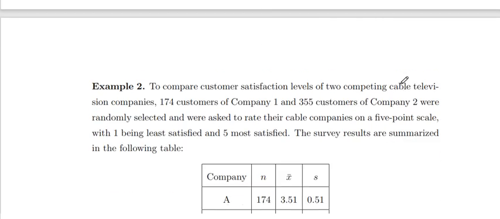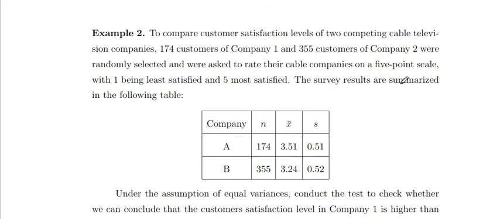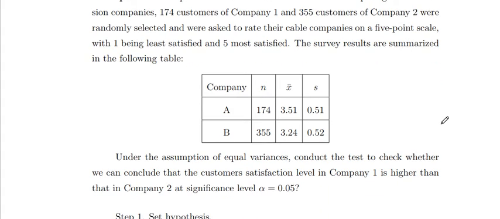Okay, so now let's consider another problem. Let's check the problem again. Here we want to compare whether company A's certification level is better than company B's. We have evidence here. Company A is 3.51. We know those numbers come from this certification level. For customers, they pick one from 1 to 5. So a high number means more satisfied.